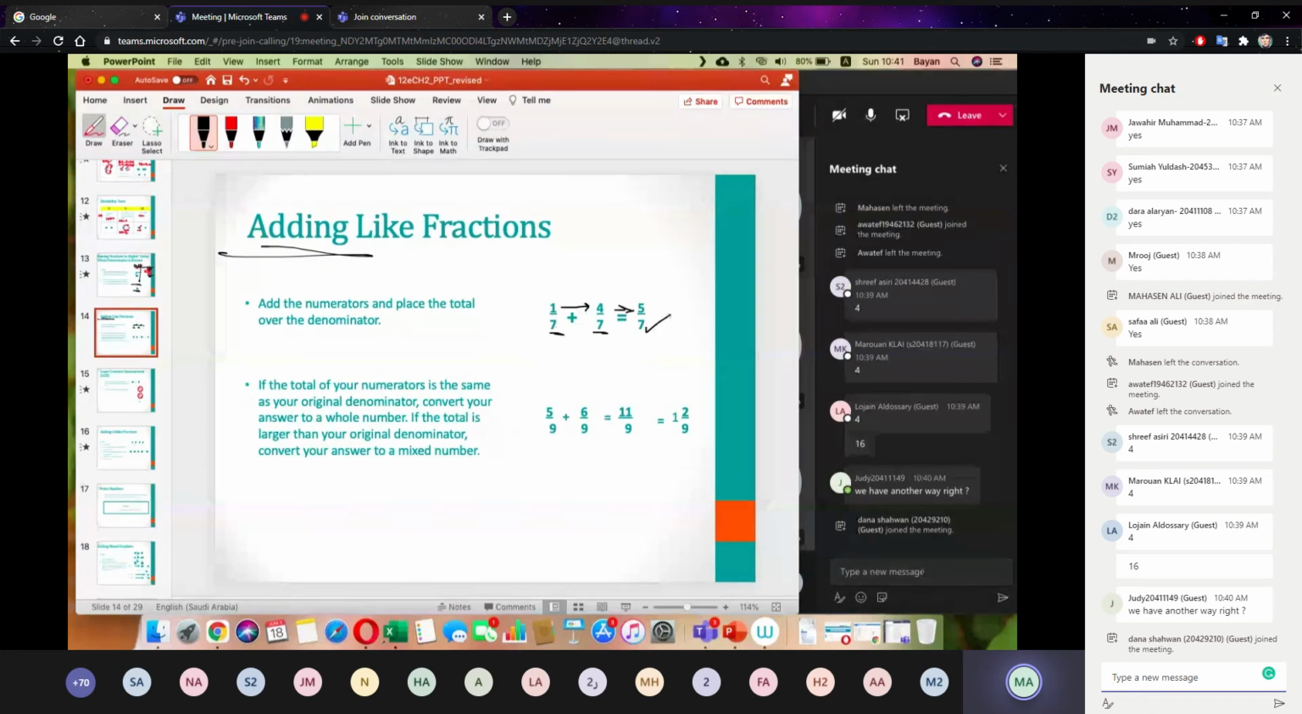And we don't add the denominators. We write it directly. We don't add 7 plus 7. That's wrong. We just add the numerators. In adding fractions, we just add the numerators.